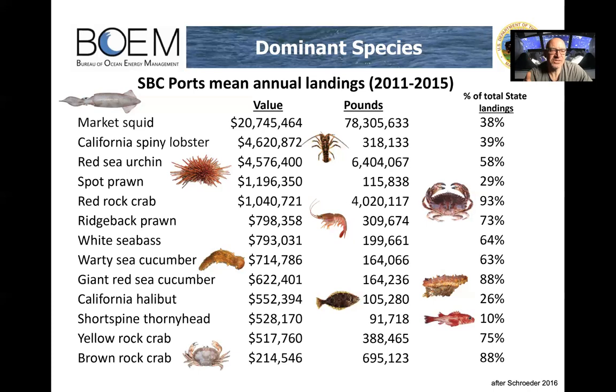In our case, our sea cucumbers are sent again to the Asian market, and they're primarily sold and they're pickled and cooked in Asian cuisine. Same with the red cucumber. Halibut is a flatfish. You guys probably have heard of halibut. You guys have probably eaten halibut. Tasty fish associated with the bottom. Thorny head is a fish. And then a couple rock crabs. So those are our most dominant individuals in terms of the total landings in California.